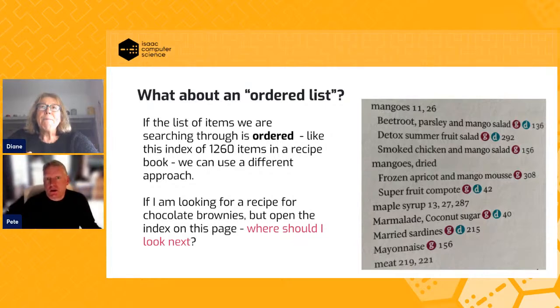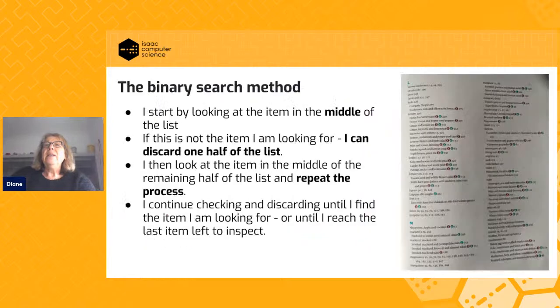So because I know that C is before M in the alphabet, I'd go before, so I'd go earlier in the book. Perfect. And really important now, Pete never has to look at that second half of the book. Okay, he knows that he's going to find chocolate brownies somewhere in that first half. And this is the principle that we're going to use when we develop the binary search. Okay, so let's have a look at the method then.